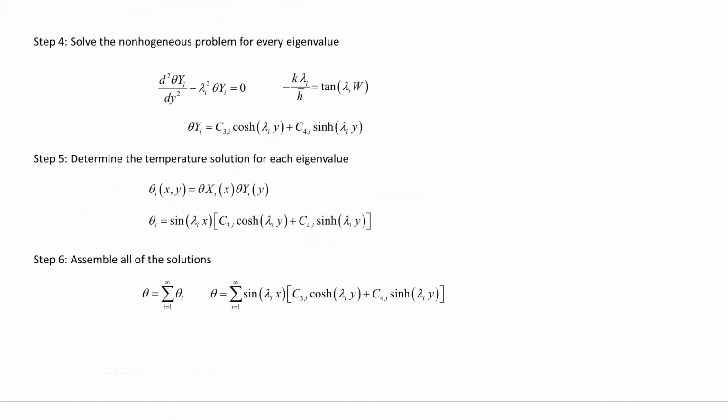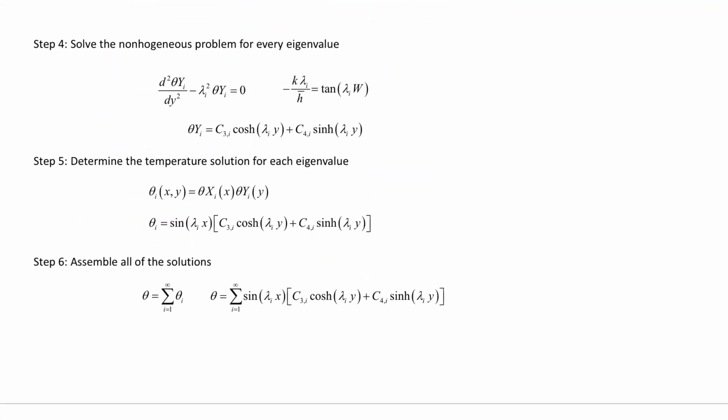So let's move to the next step. What we want to do then is solve the non-homogeneous problem for every eigenvalue. We've solved the homogeneous problem and gotten the eigenvalues out of that process. Now we need to go back and apply this. Since we've come up with a bunch of lambda i's, we have to go back and do the same thing for the non-homogeneous problem. Okay, so here's our ODE.